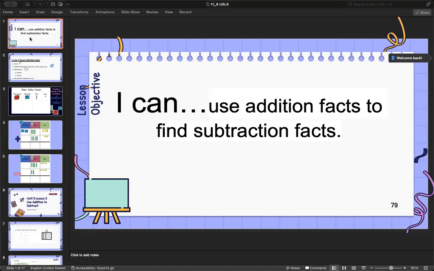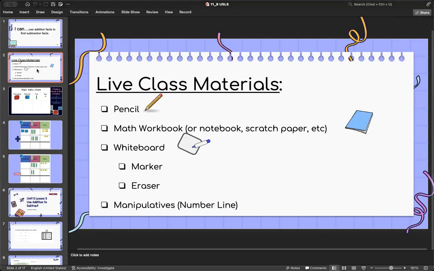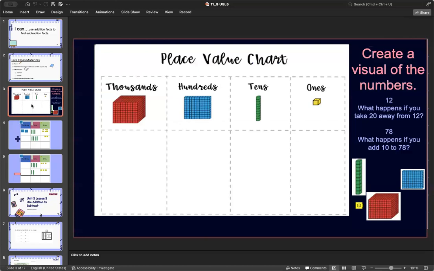We are looking at I can use addition facts to find subtraction facts. It's very much like fact families. If you do not yet have your materials, please pause and go get those now. Let's jump into our place value.